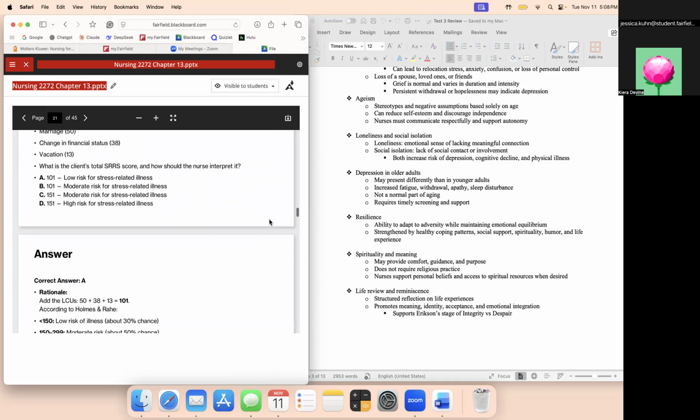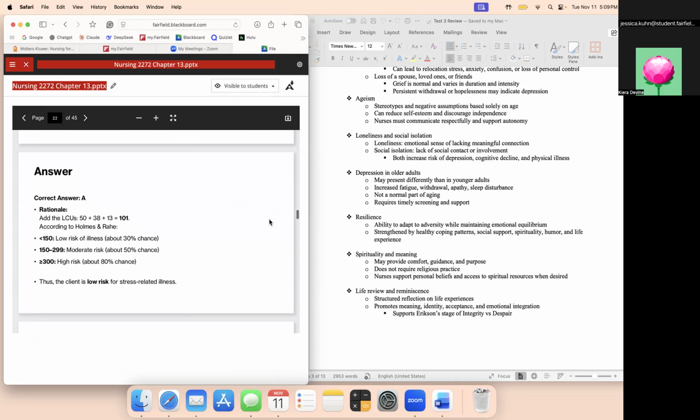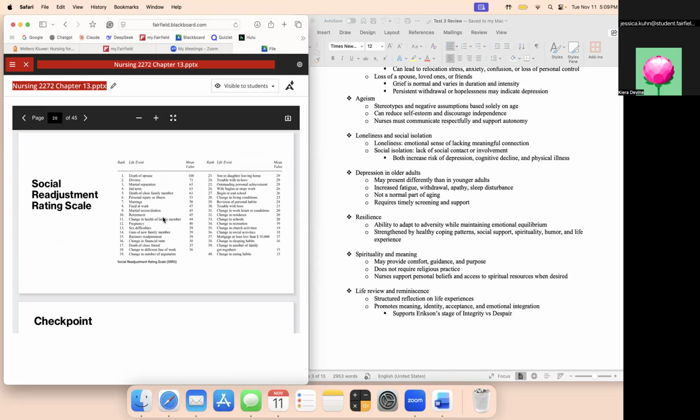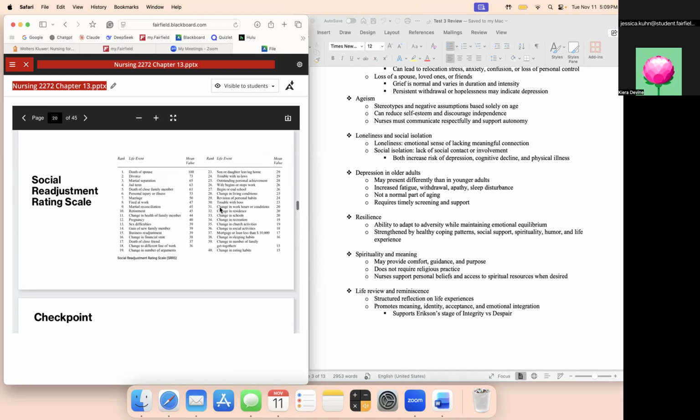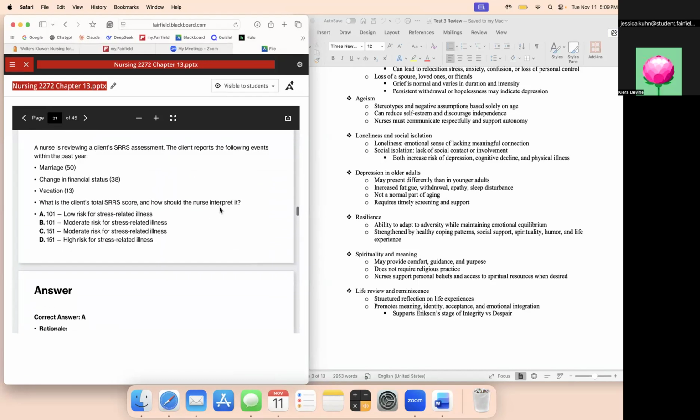If anyone was ever to put this on a test, they would provide you with this actual thing where you just have to pull the numbers and add it up. That seems excessive.